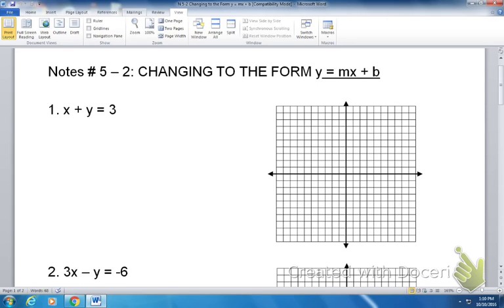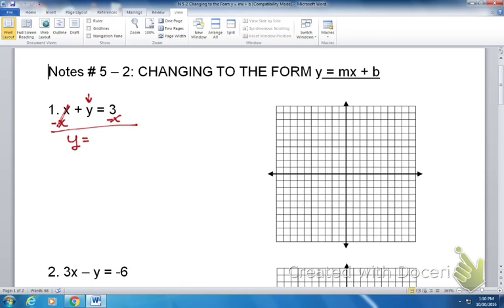At the moment, I can't tell what the slope or the y-intercept is, so I have to solve for y to find them. The first thing we need to do, guys, on any of these is move your x's to the other side. We need y by itself, so I want this on its own. So I'm going to subtract x from both sides. These x's cancel and leave me y equals.